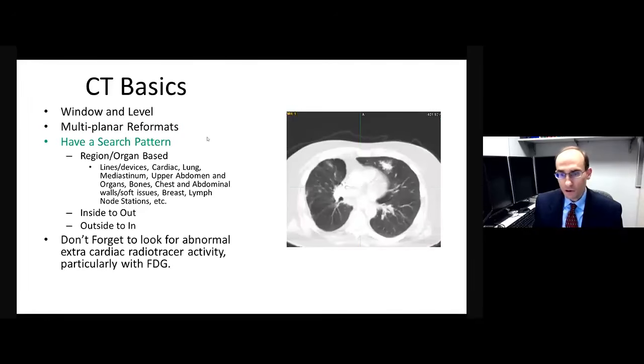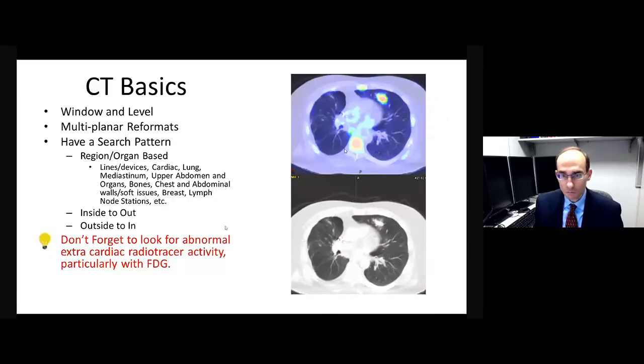It's important that you have a search pattern when you look at CT. It doesn't really matter what search pattern you use as long as you follow it so that you don't overlook things. I like to use region or organ-based search patterns. So I look at my lines and devices first, and I look at the heart, and then the lungs, the mediastinum, and so forth. Some people like to go inside to out. Some people like to go outside to in. It really doesn't matter as long as you follow your pattern pretty religiously so you don't miss things.